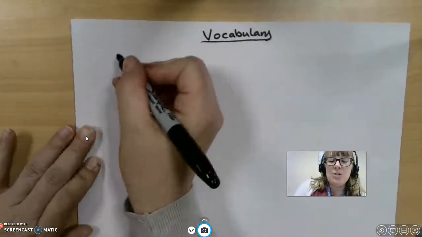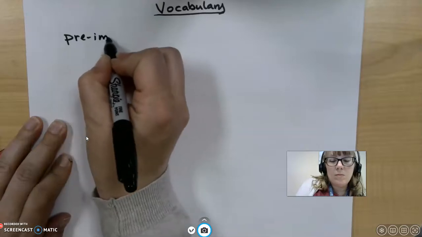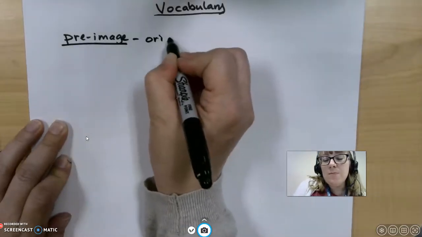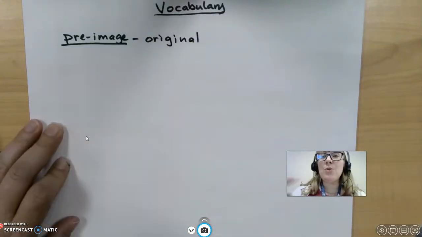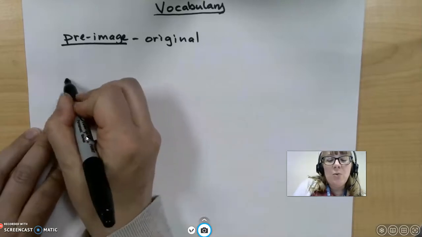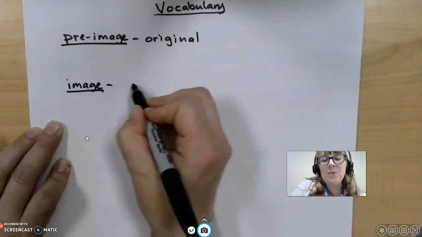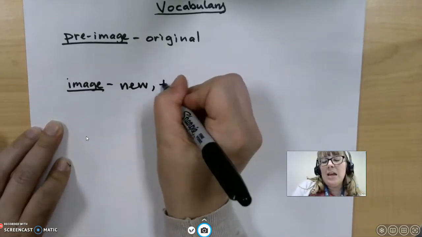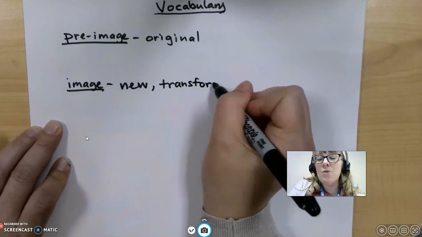The pre-image is the original image. After we transform it, whether we're performing a reflection, rotation, or translation, we create an image. The image is the new one. It might be difficult to try and remember this new vocabulary.